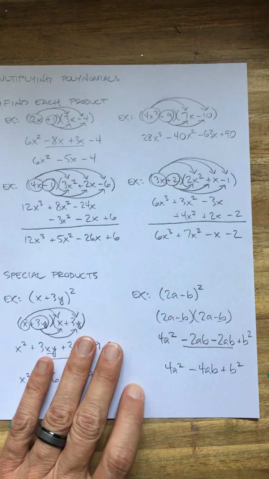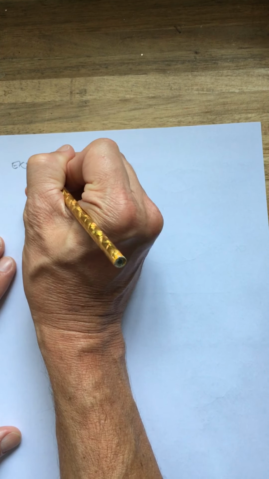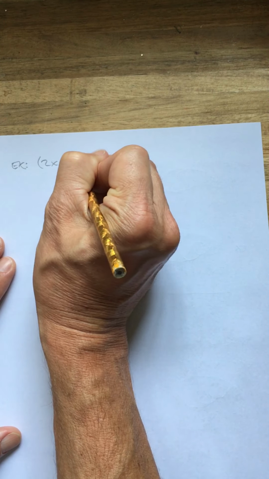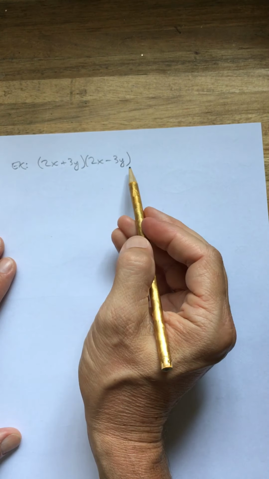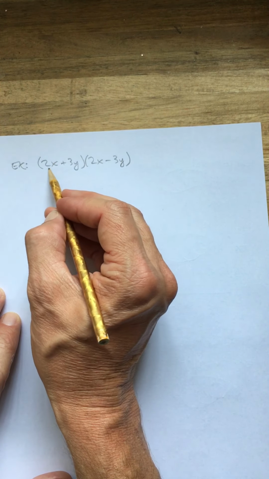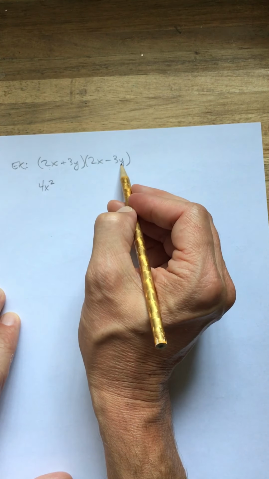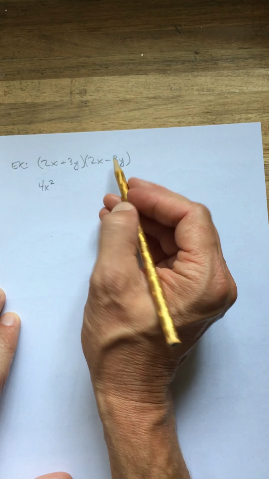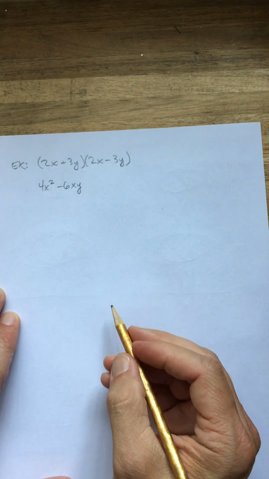All right, and I have 2 more examples for you. Example, we have, this is a special product because, you'll see why in a second, 2x plus 3y times 2x minus 3y. Notice they're exactly the same except one is a plus and one is a minus, okay? And here we go. 2x times 2x, that's 4x squared. 2x times negative 3y, well, 2 times negative 3 is negative 6, and the x times the y, so negative 6xy, okay?